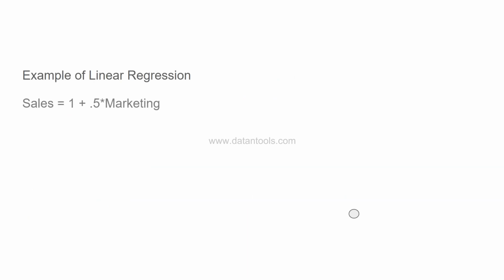So an example of linear regression, you must have seen my previous videos where I've explained the linear regression. Here is a simple linear regression equation which is sales equals 1, which is the intercept, plus 0.5, which is the slope, multiplied by marketing. So then, suppose we add a marketing value of 10 to the equation, and the sales comes out as 6, maybe $6,000. If we add another $10,000 to the marketing, the sales will increase by $6,000. So things like this we explain with the help of this model.